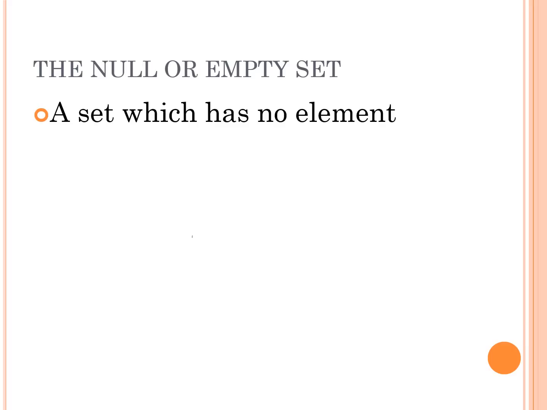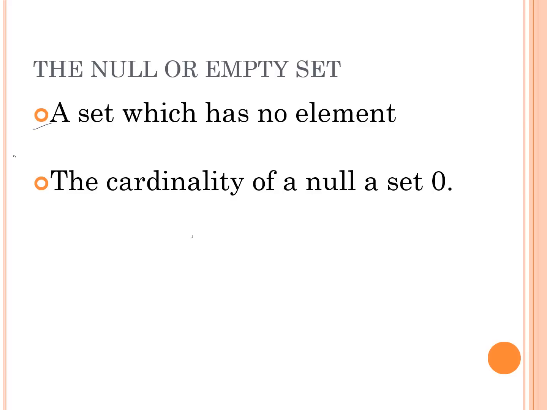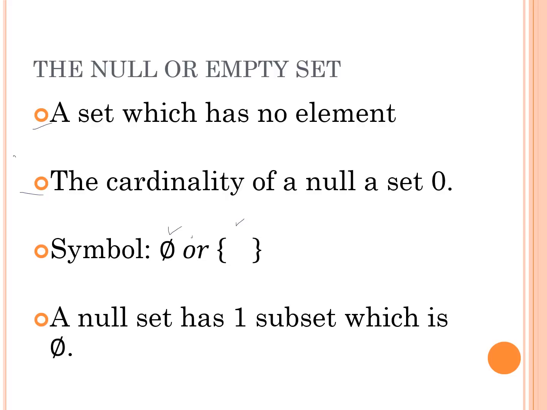Now we have already encountered the null or empty set. Let us just define it. A set which has no element, the cardinality of a null set is zero, and the symbol we use is either this or this and empty braces. A null set has one subset, which is the null set itself.